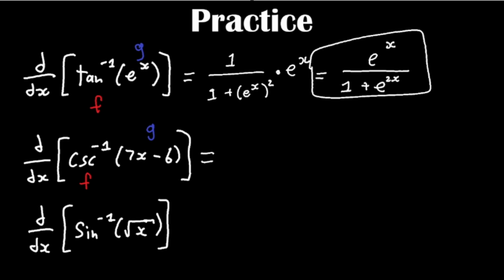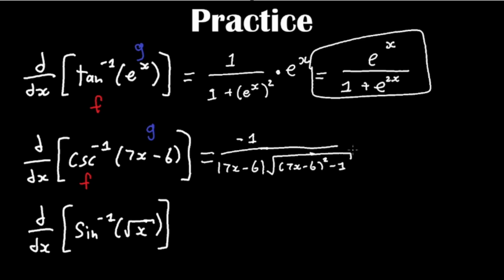What is f prime? F prime is the derivative of cosecant inverse, which is negative 1 over absolute value x times the square root of x squared minus 1. But we're evaluating that at g. So absolute value of 7x minus 6 multiplied by the square root of 7x minus 6 whole thing squared minus 1. I'm not going to simplify that. You definitely can, and sometimes you probably should, but I'm not going to.